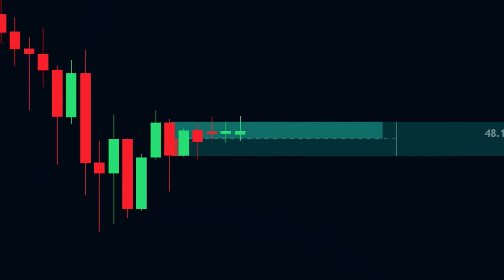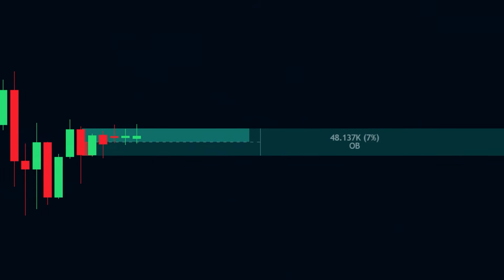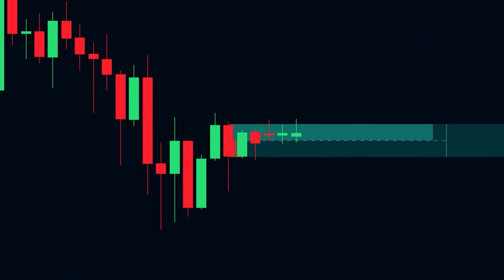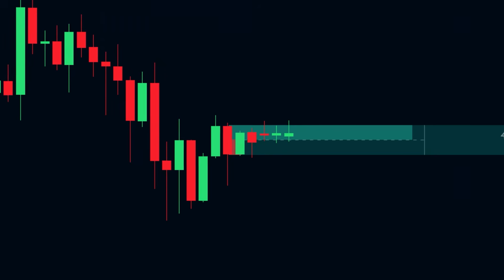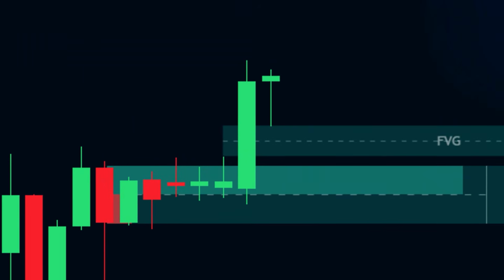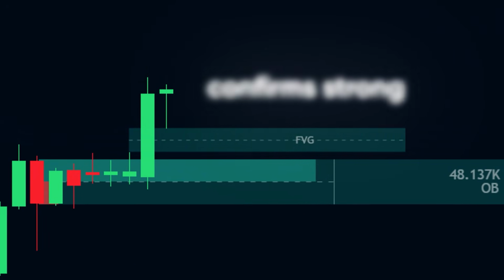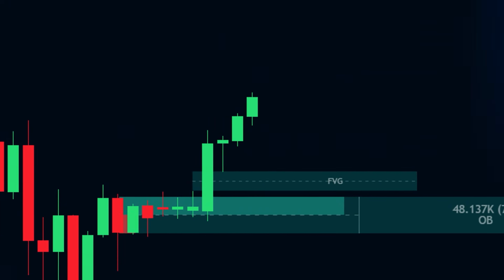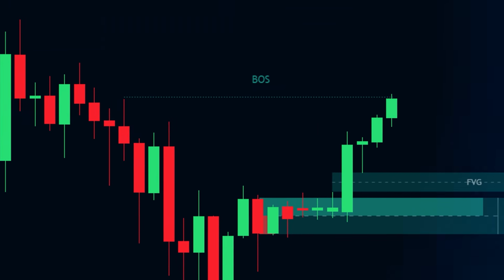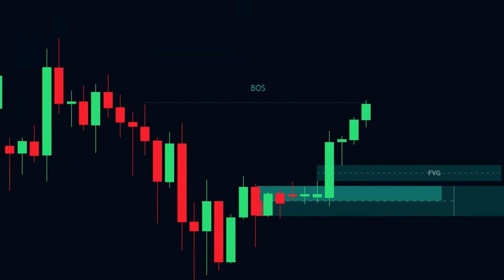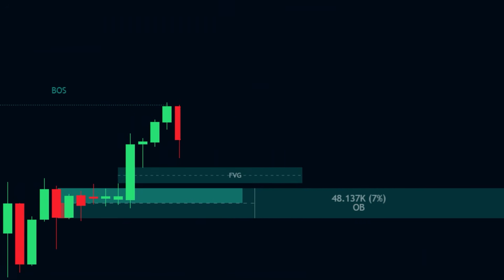We start by looking for a bullish order block, the green zone drawn by the toolkit. But not every zone qualifies. It needs 2 confirmations. First, it must be followed by a fair value gap. This shows imbalance and confirms strong buyer activity. Second, the move after the order block must break a recent swing high. This is your BOS. These 2 conditions confirm that the order block had strength behind it.